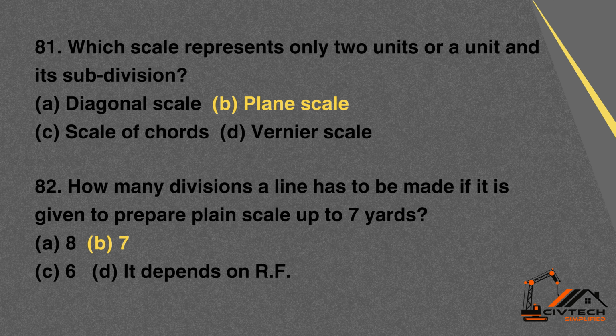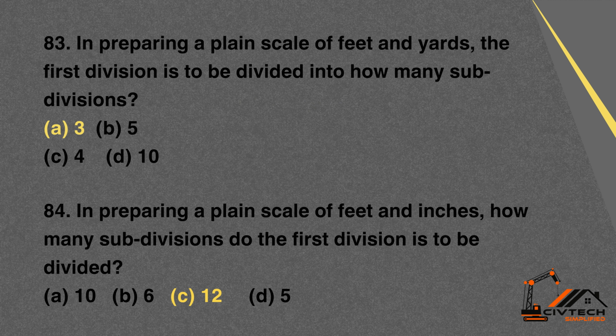82. Into how many divisions does a line have to be divided if it is given to prepare a plain scale up to 7 yards? A. 8. B. 7. C. 6. D. It depends on RF. Correct option B. 7.